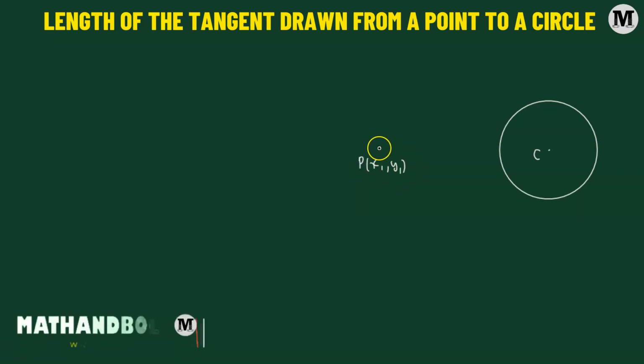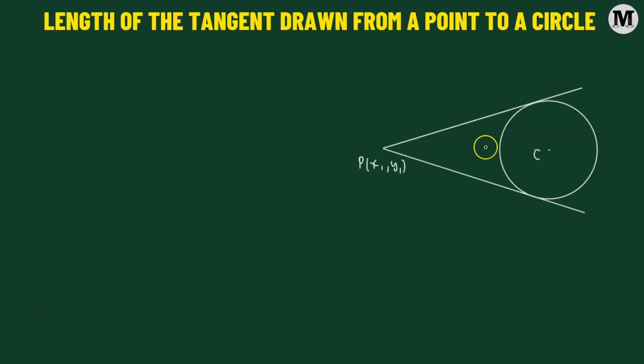So we consider a circle having the center C, and we consider another point P with the coordinates x1, y1. Now from this point P, let's draw a tangent to the circle. Let's draw two tangents to the circle. Here, the two tangents are meeting the circle, let's say at point A and at point B. Now, what we want to do here is find out the length of the tangent.